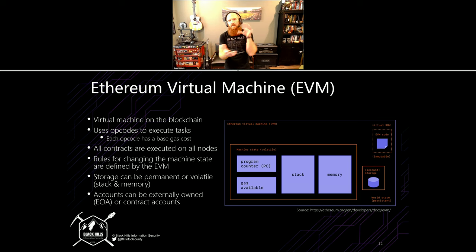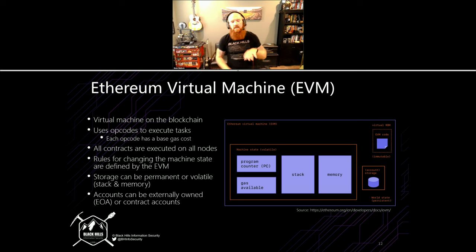But anyway, the EVM is a virtual machine that has both a volatile state and a persistent state. So you can think of it like a traditional computing system when it comes to how memory and storage are handled. You can have persistent long-term storage that happens on the blockchain, or you can have tasks that execute in memory that don't actually get stored in the blockchain.